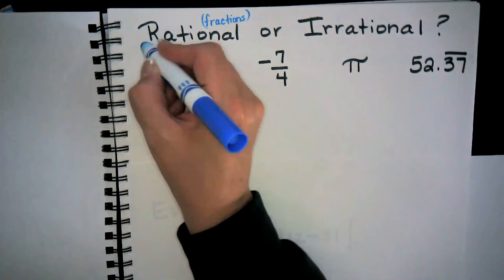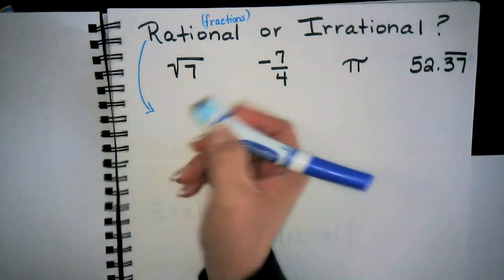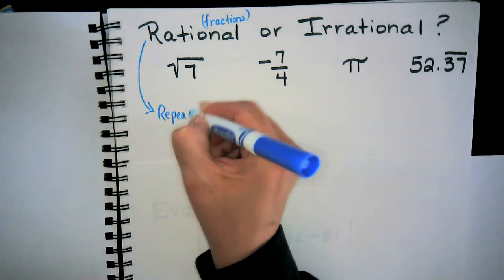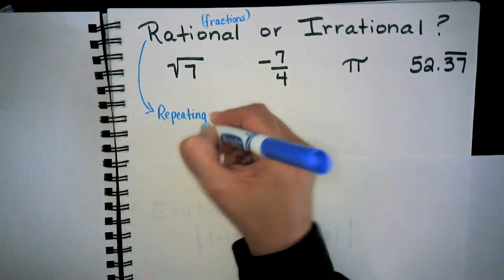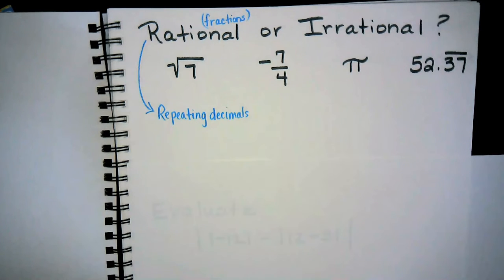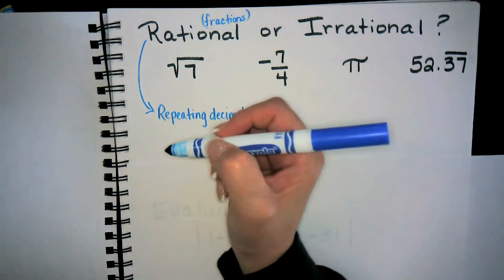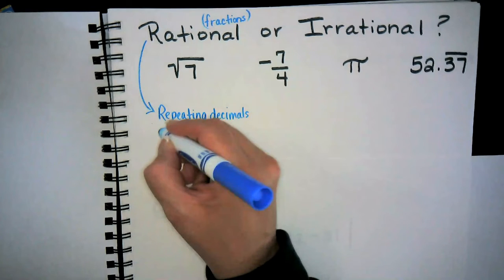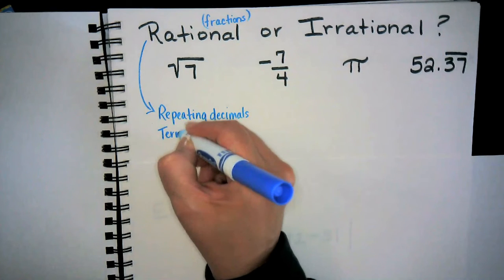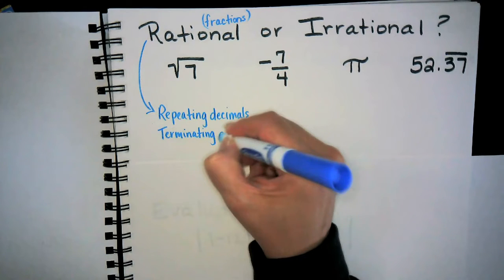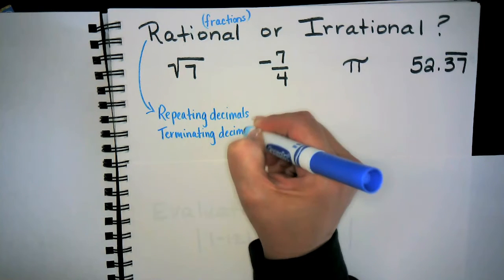Well, types of numbers that could be written as a fraction are repeating decimals. So if a decimal repeats, then it is considered rational. Another way that you could get a rational number would be a terminating decimal. Now, what we mean by that is it's a decimal that stops.